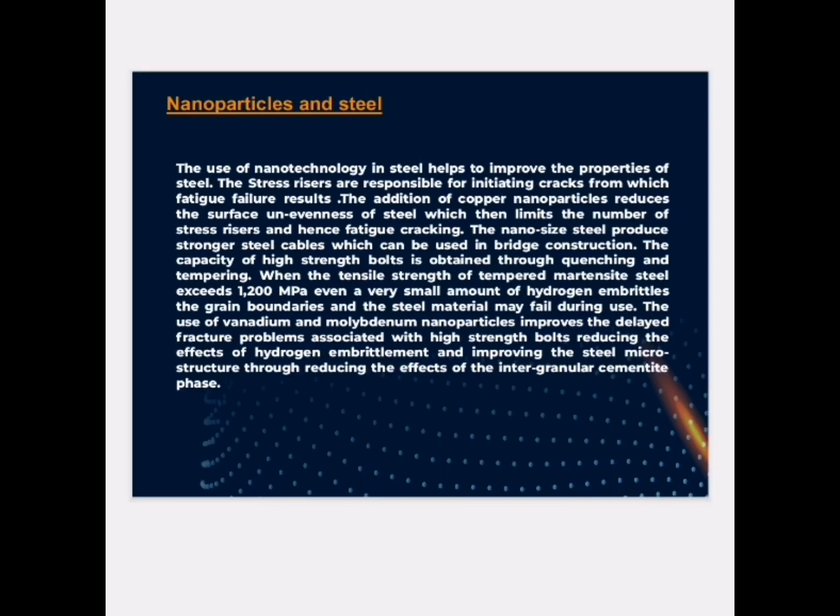The strongest form of metal, which is known as martensite steel, even when it has pressure greater than 1200 megapascal, can undergo hydrogen embrittlement. To overcome this, vanadium and molybdenum nanoparticles are used to improve its properties.